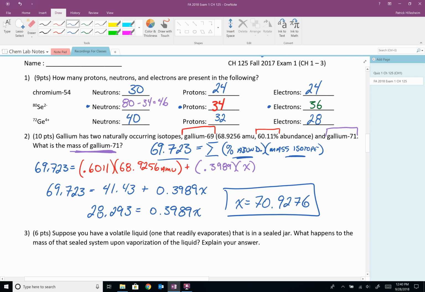Awesome. So hopefully you were able to follow along with that. Two key parts: understanding your abundance, right? Everything has to add up to be 100%, and then knowing what formula to use.